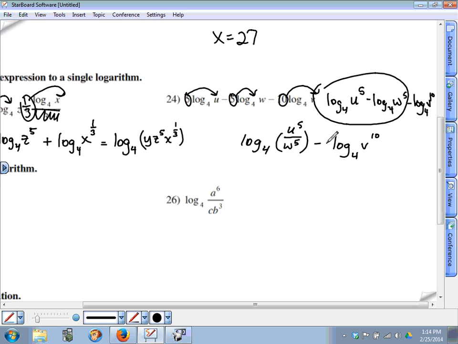Now we have to condense these 2 logarithms. There's a minus sign between them. That means these 2 expressions have to divide each other. So it's going to be the log base 4 of u to the 5th over w to the 5th, and now we need to divide by v to the 10th. Well, dividing is the same as multiplying by the reciprocal. So v to the 10th is actually going to be on the bottom.